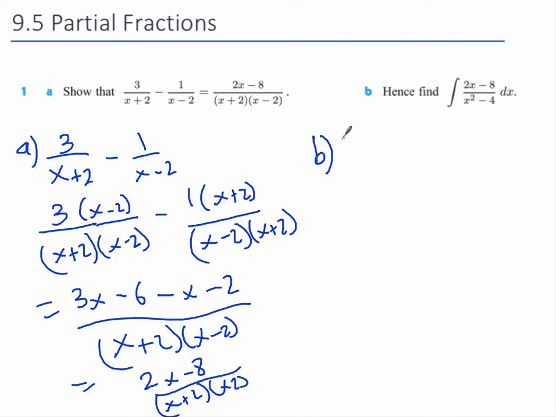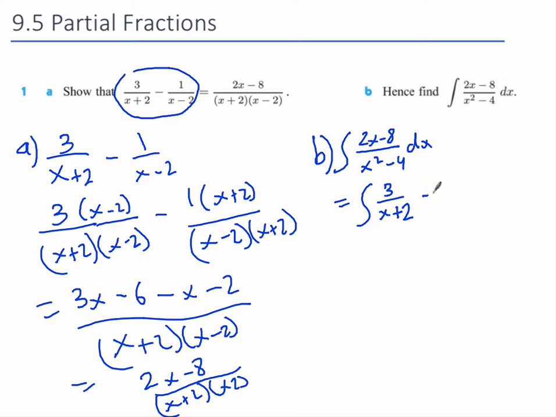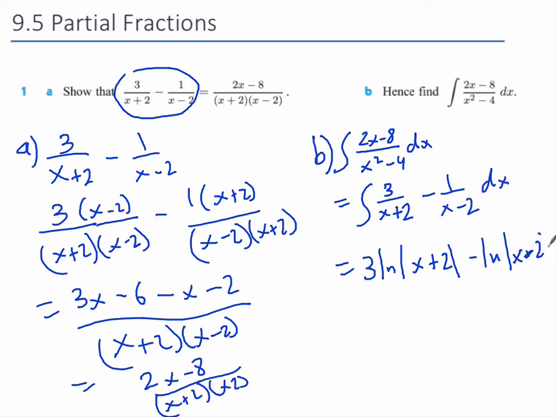So in part B, find the integral. Well, the integral of 2x minus 8 over x squared minus 4 dx is the same as this function, so let's rewrite it like that. And this is going to be pretty easy to do, because the integral of this is just 3 natural log of absolute value of x plus 2 minus natural log of absolute value of x minus 2 plus c, of course, don't forget the plus c. Okay, let's look at the next one.